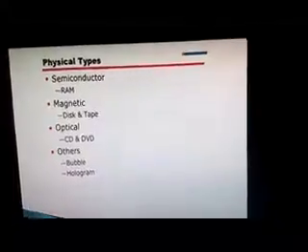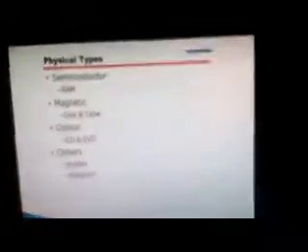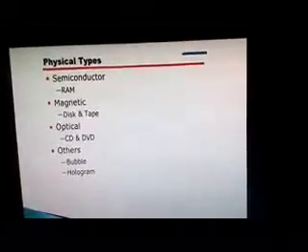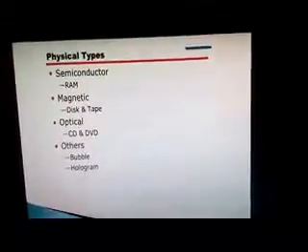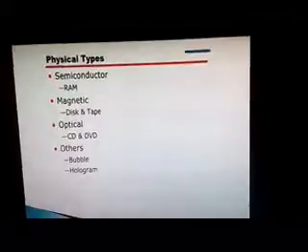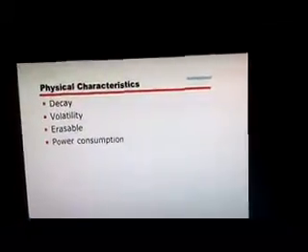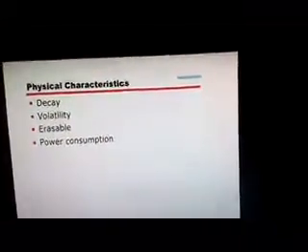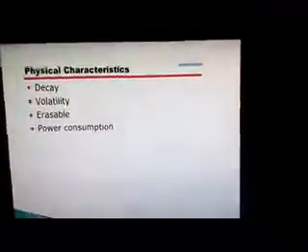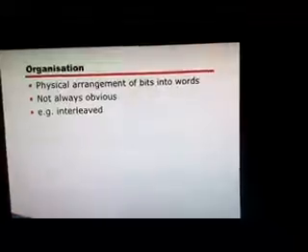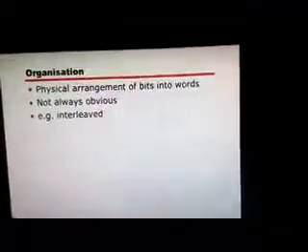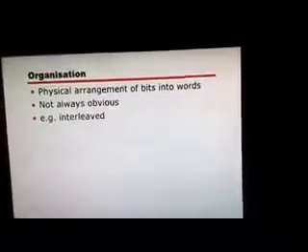Physical types. Semiconductor, example RAM. Magnetic, example disk and tape. Optical, CD and DVD. Others: bubble, hologram, etc. Physical characteristics: decay, volatility, erasable, power consumption. Organization: physical arrangement of bits into words, not always obvious, e.g. interleave.